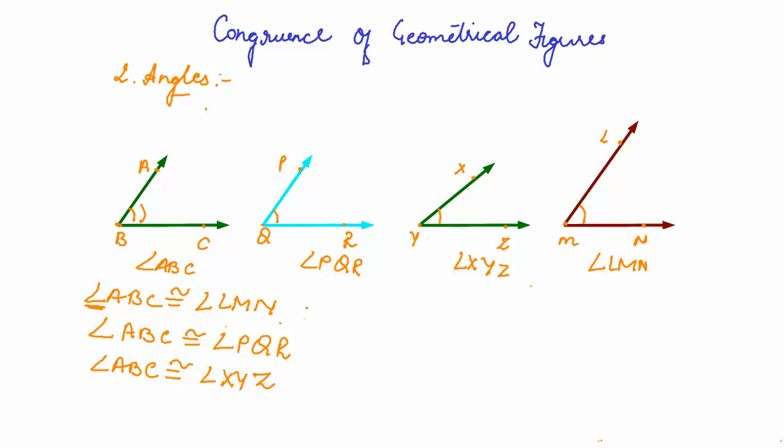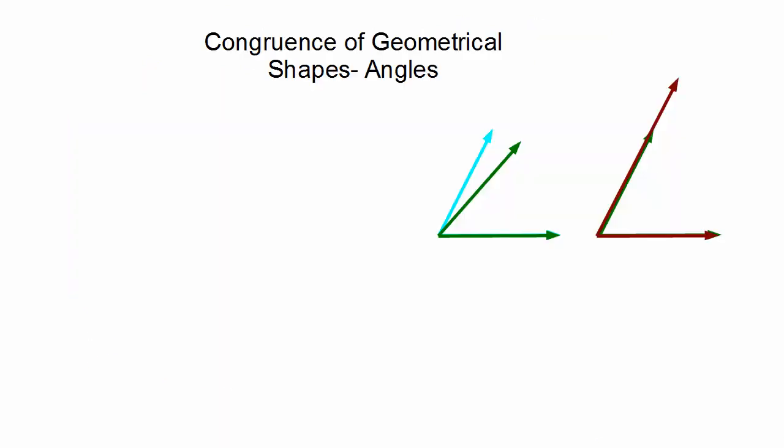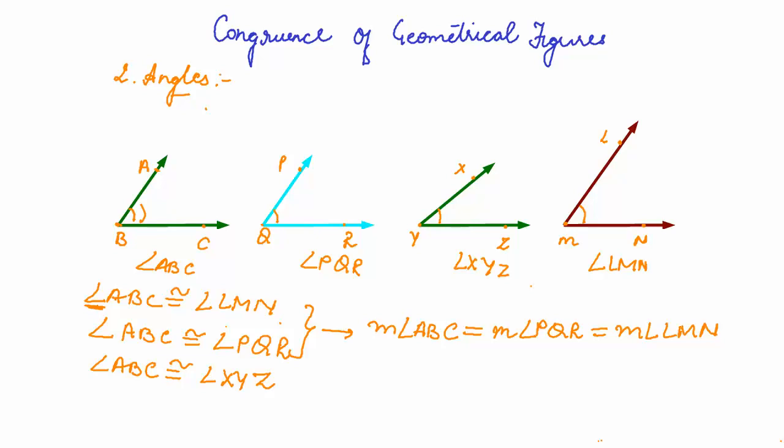Here you can notice that the measurement of angle ABC is equal to the measurement of angle PQR, which is equal to the measurement of angle LMN. So the measurements of the angles are equal, which makes angle ABC congruent to angle LMN. In the same way, angle ABC is not congruent to angle XYZ, so the measurement of angle ABC is not equal to the measurement of angle XYZ. We can see in the figure that they do not have equal measurement, and that's the reason angle ABC is not congruent to angle XYZ.